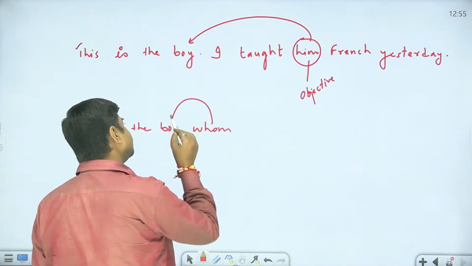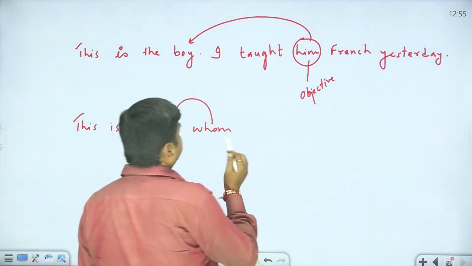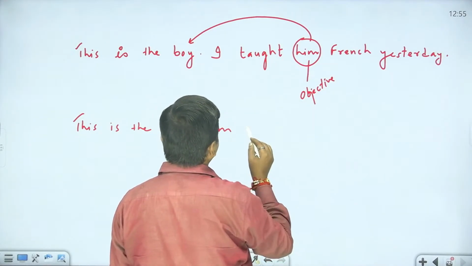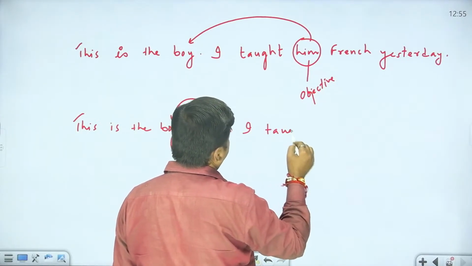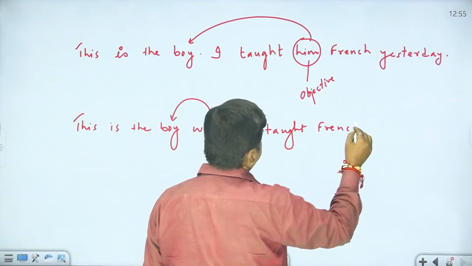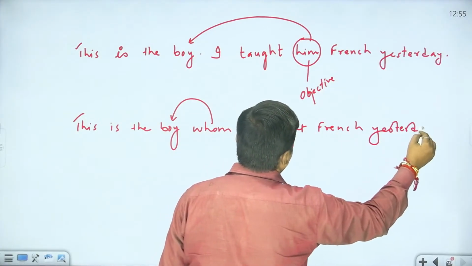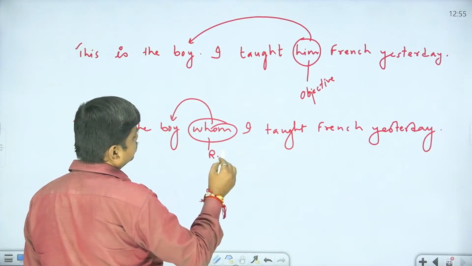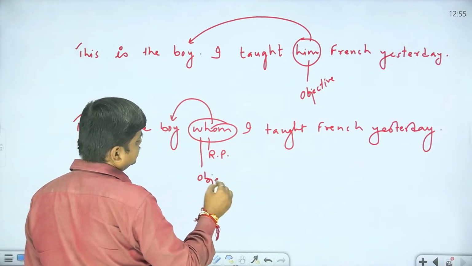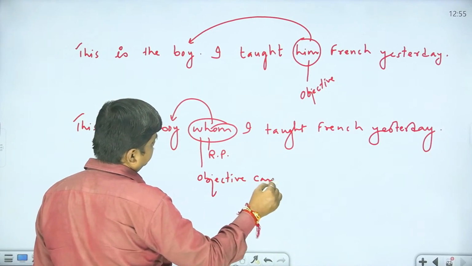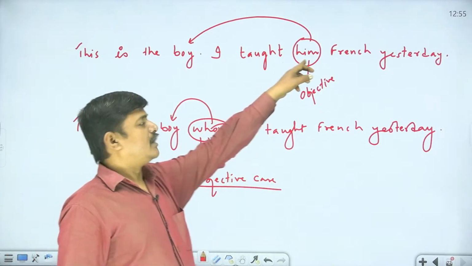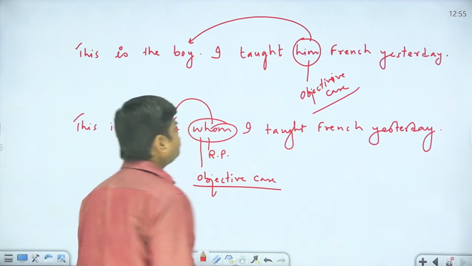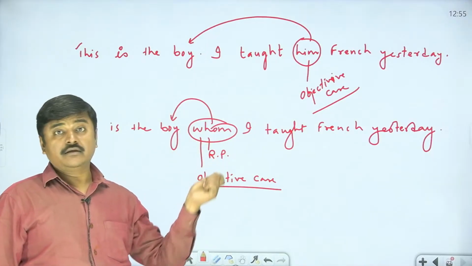And whom is for this boy. And now you can write all these things. Just leave it. Whom I taught French. Yes. So this is a relative pronoun. This is in objective case. So that's why this is in objective case, because him is also in objective case. That's why I have chosen whom.